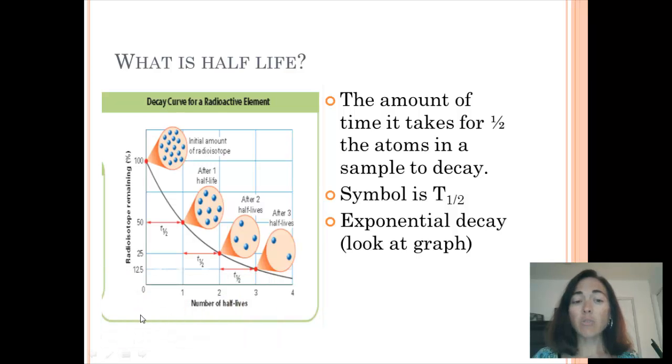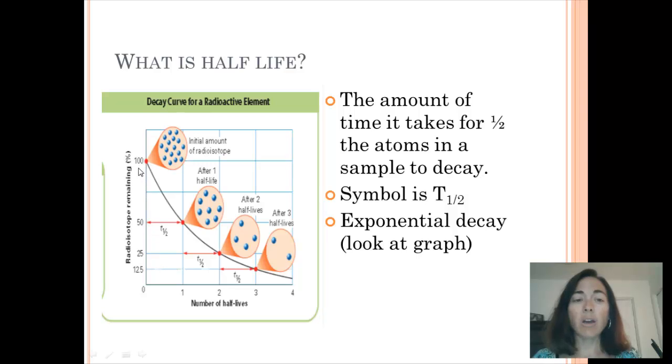The other thing you want to know about half-life is the symbol is T with a subscript 1/2. It's an example of exponential decay. Every element has its own half-life. Some are very short and some are very long. Look at this decay curve and I'll show you what I'm talking about with exponential decay.